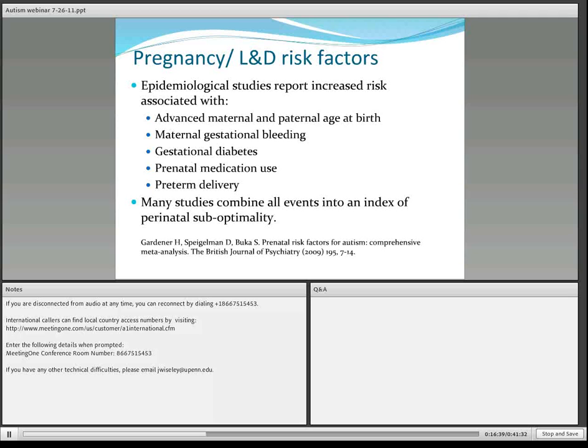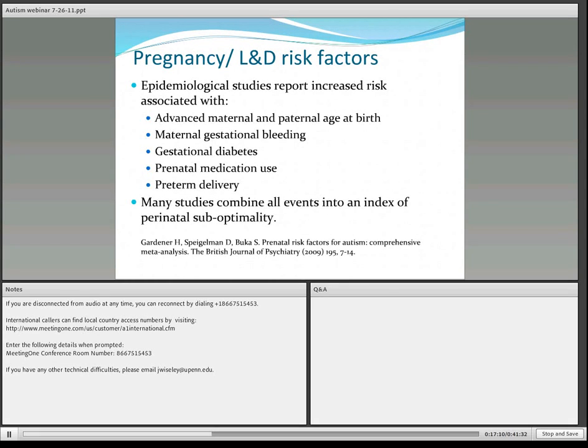What a lot of studies have done with these pregnancy and labor and delivery factors is put them into an index where any bad thing that happens gives you a point, and the more points you have, the greater your chance of a child with autism. And that's an interesting way to go. It doesn't really help us in terms of understanding the underlying biological mechanism. So we're trying to get away from those kinds of studies and really look individually at risk factor by risk factor.